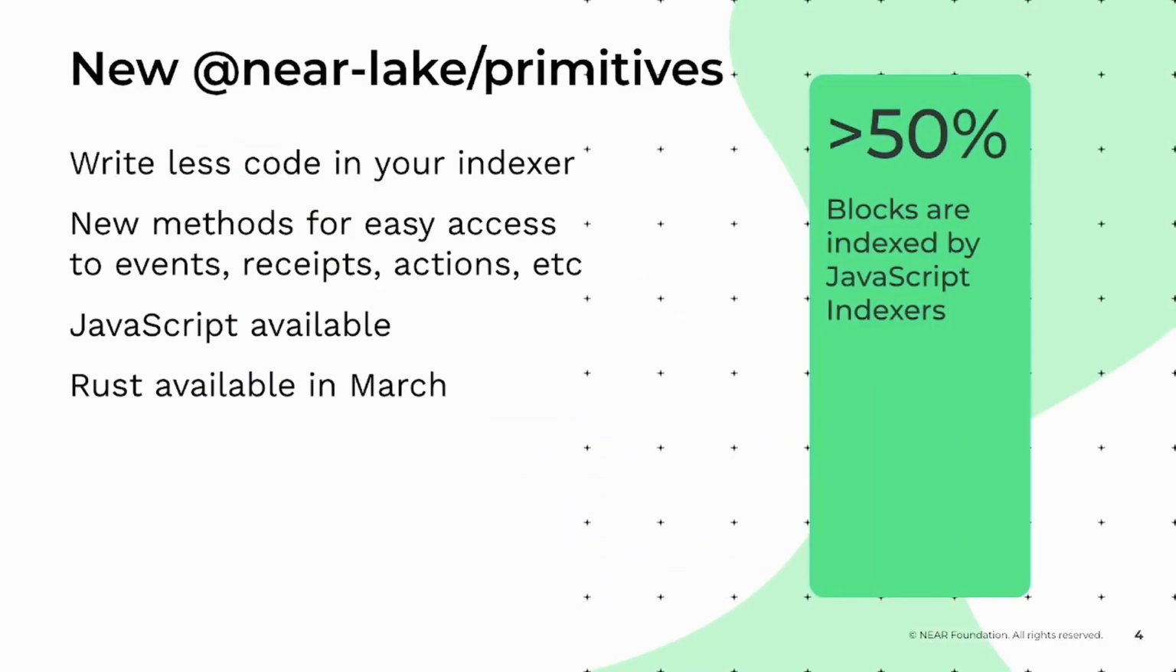Most of the blocks on Near blockchain are indexed using JavaScript indexers. And so today I'm happy to introduce the Near Lake primitives library that makes it even easier for you to build indexers. You don't have to learn a lot about the internals of Near blockchain, receipts, how events are stored, etc. We brought a lot of helper methods for you so that you write much less code and you can access all this data much easier. It's already available in NPM as a JavaScript library, and Rust will be available later this month.